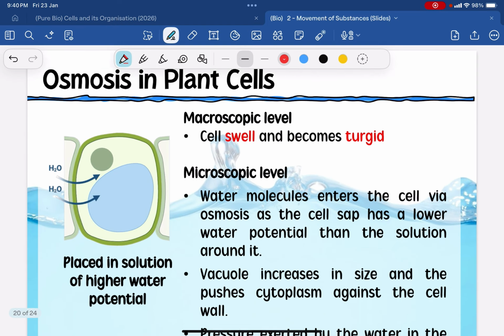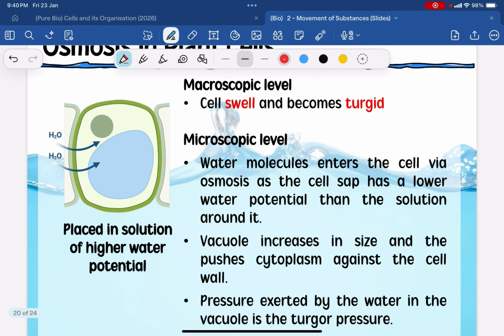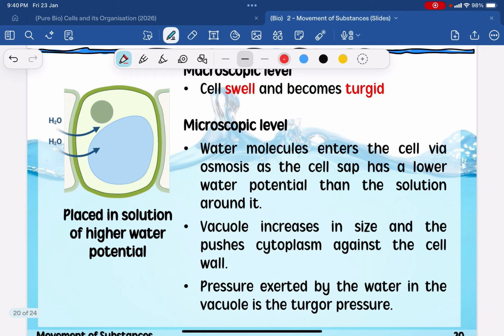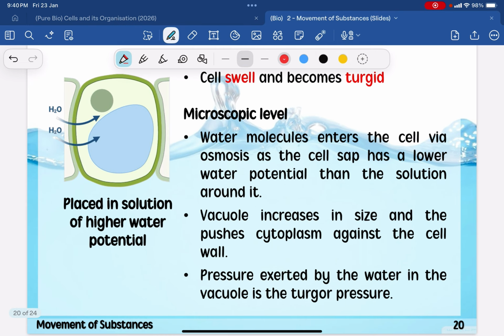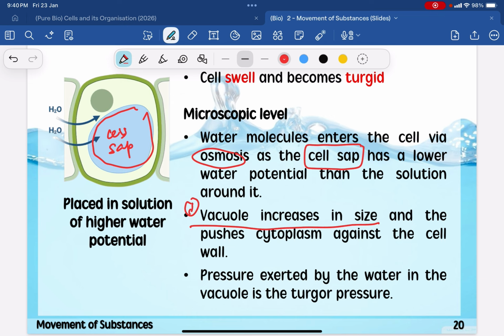For the plant cell, the story will change a little bit. If you put a plant cell into a solution of higher water potential, you'll realize that osmosis takes place, but the water molecules enter the cell sap. Because of the large central vacuole, we use the word cell sap, as I mentioned to you before. Number one, the vacuole will increase in size, definitely. The large central vacuole pushes the cytoplasm against the wall, definitely. As this gets larger, the cytoplasm will be pushed against the cell wall.